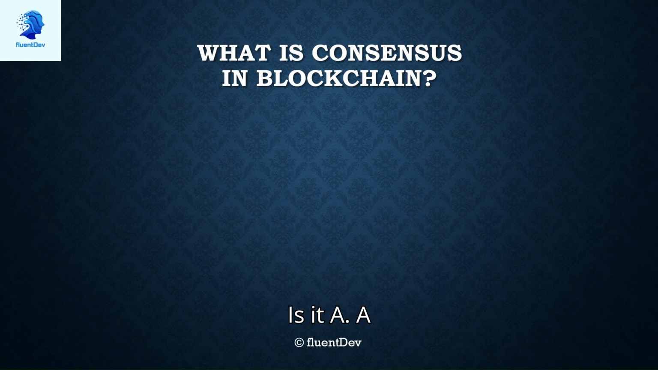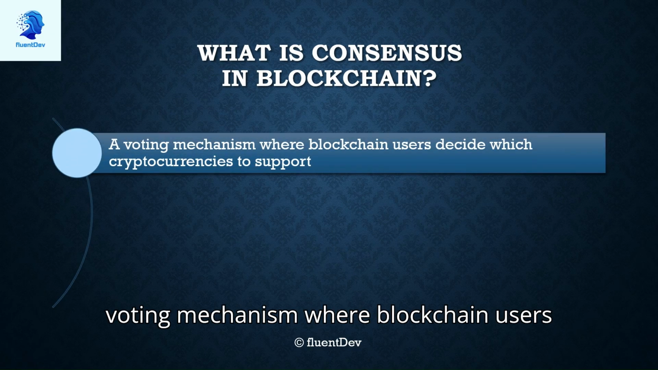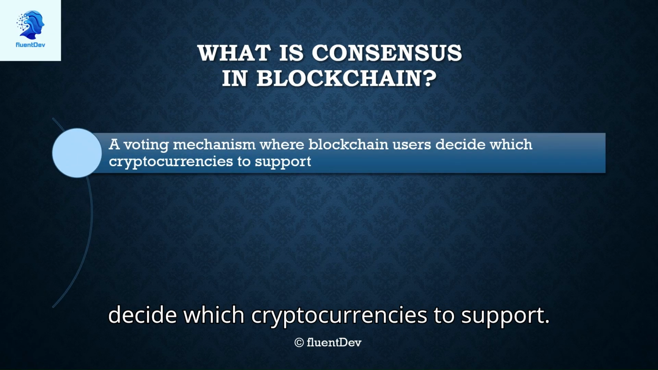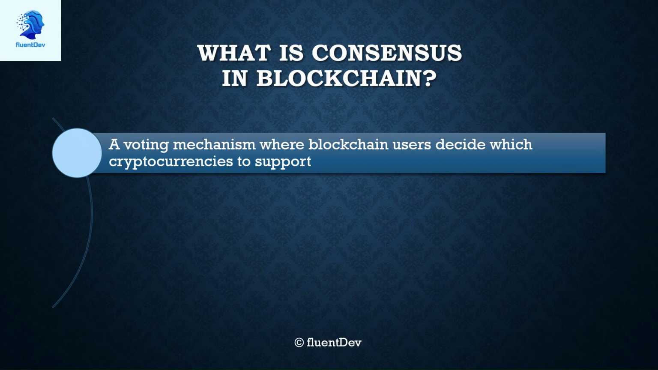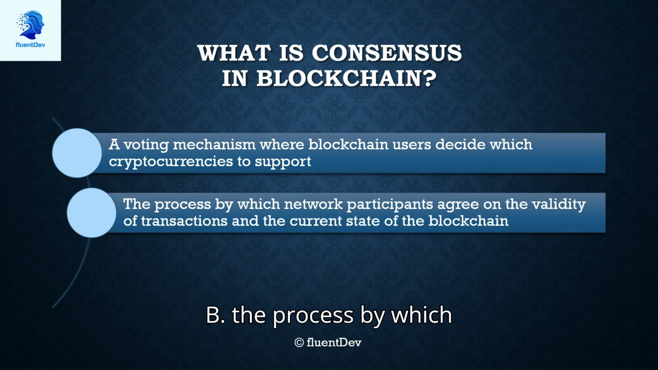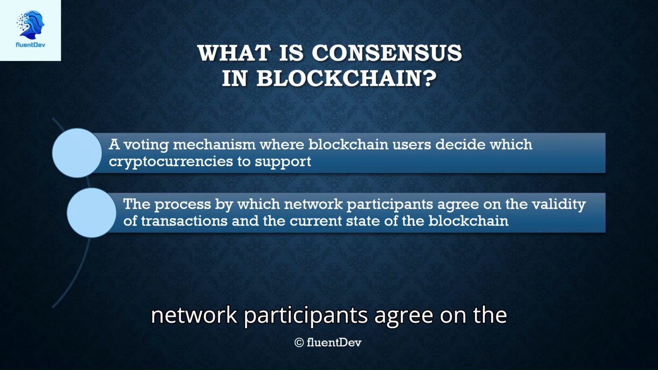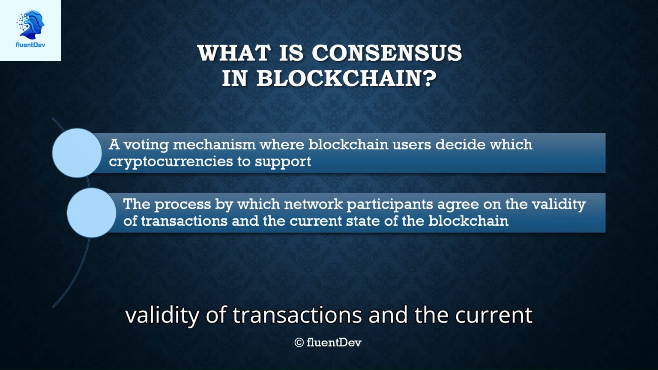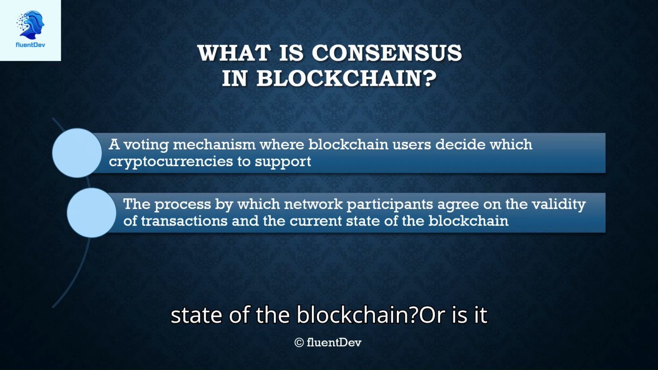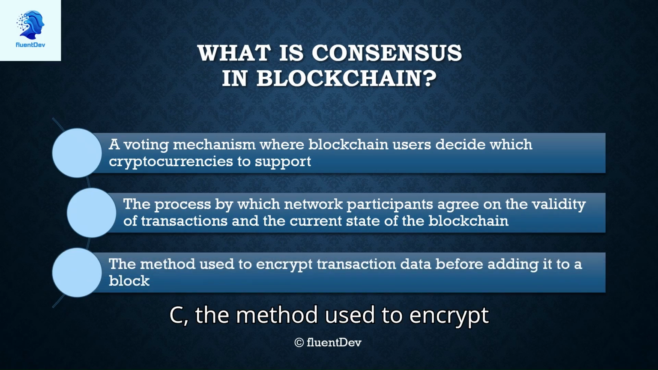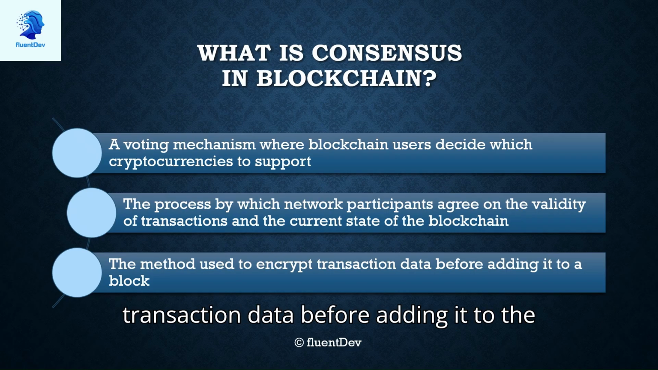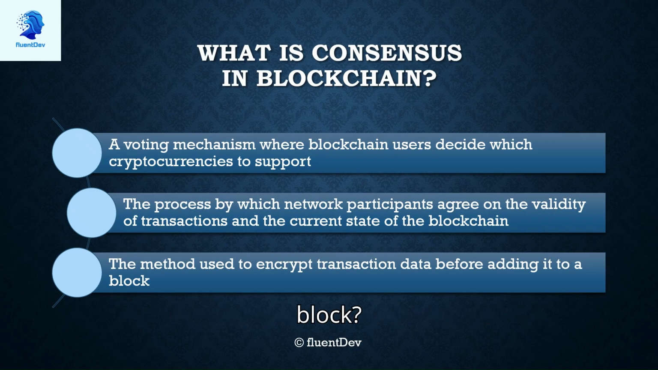Is it A, a voting mechanism where blockchain users decide which cryptocurrencies to support? B, the process by which network participants agree on the validity of transactions and the current state of the blockchain? Or is it C, the method used to encrypt transaction data before adding it to the block?